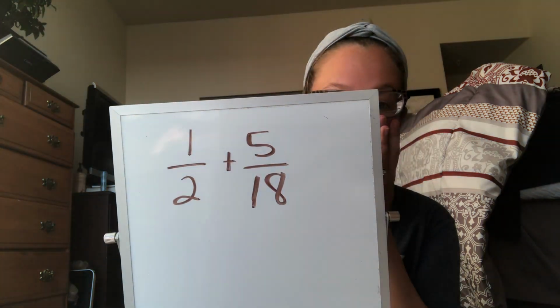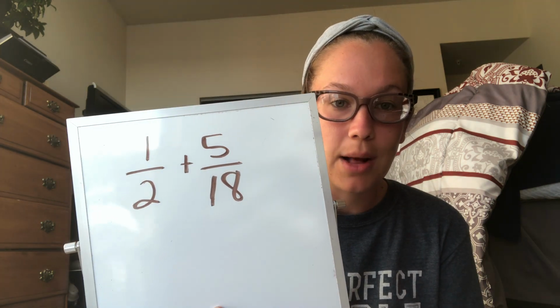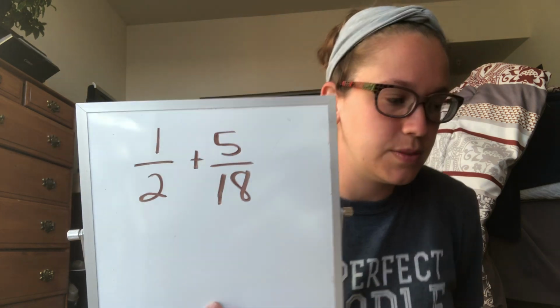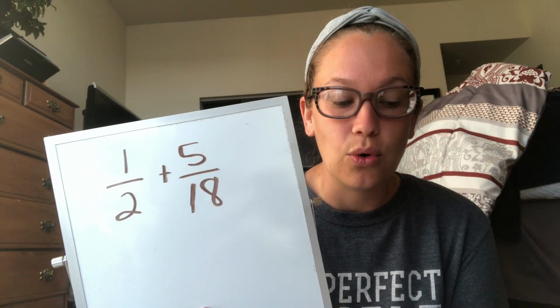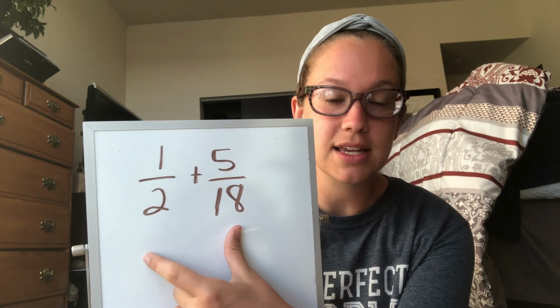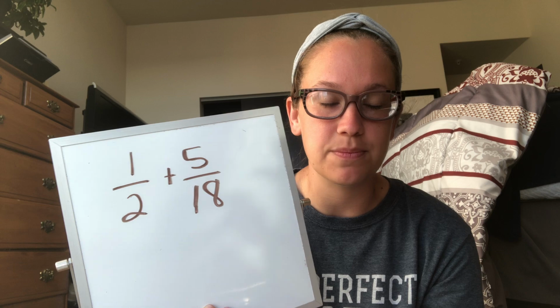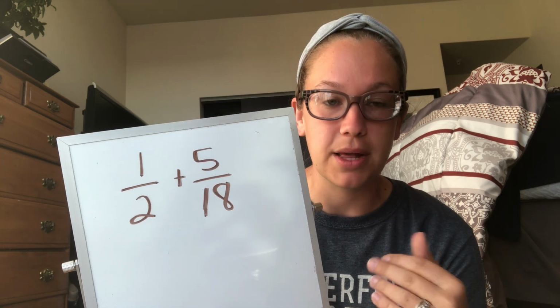Okay, let's move on to reviewing some fractions. The first thing we're going to do is add some fractions. So let's do 1/2 plus 5/18. And remember, when we see a fraction problem, especially addition or subtraction, and our denominators are different, we have to get them to the same denominator, and we do that by multiplying. We could also do it by division, but let's do it by multiplying.